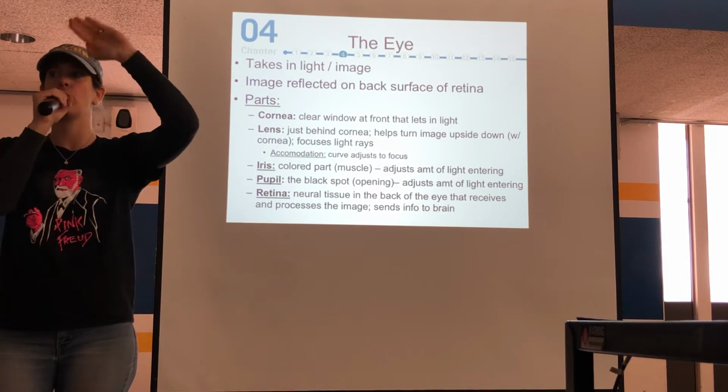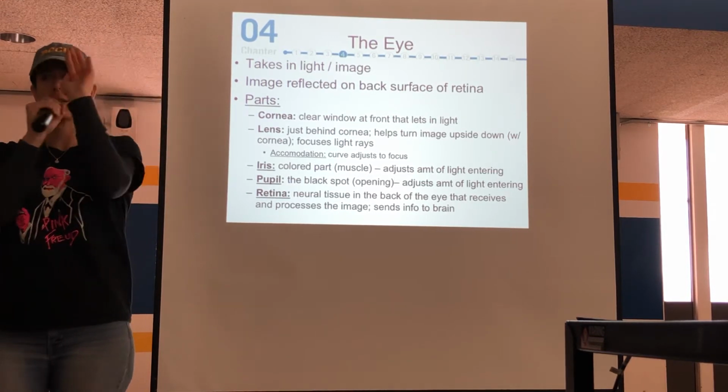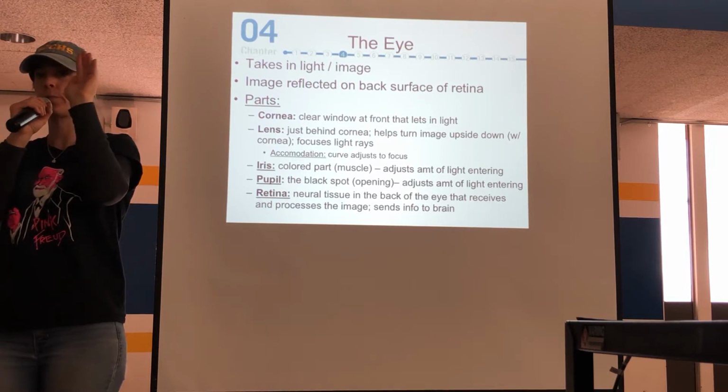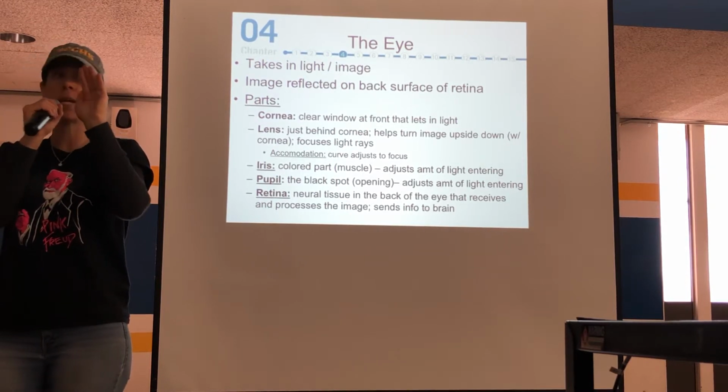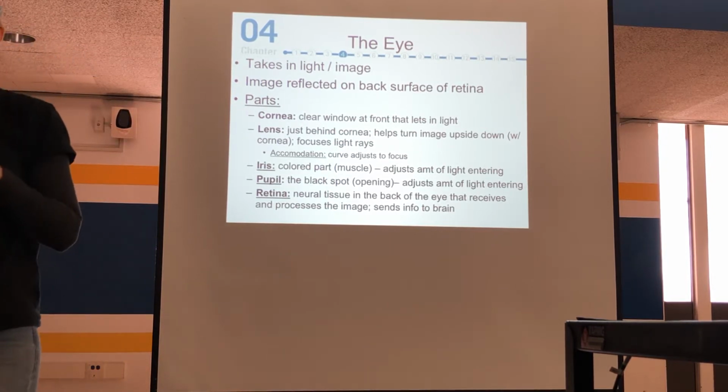Then behind the pupil is the lens, which is like a curved round thing. Okay? And it flips the image just like a spoon would, and it also accommodation occurs, which focuses the image. So it's called accommodation. Good.